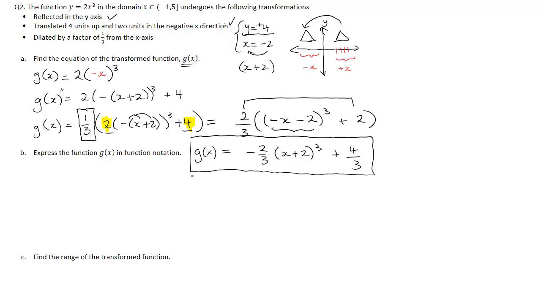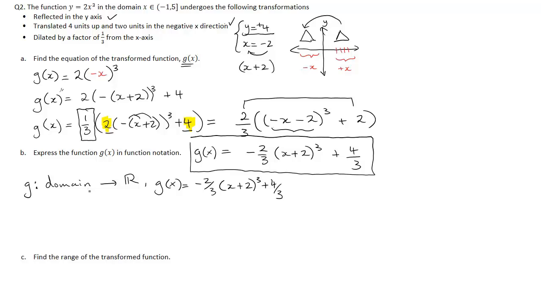Okay, so that's our transformed function. Question B asks us to express the function g of x in function notation. Function notation was like when we had g, then the domain, and the codomain, which was R, and then you wrote a comma and wrote the function out. So you would write negative 2 over 3 (x plus 2) cubed plus 4 on 3.